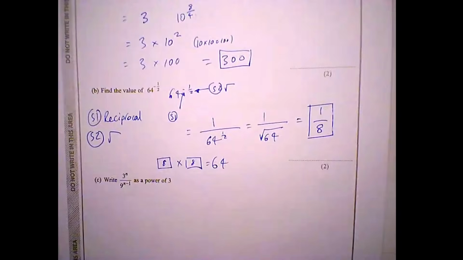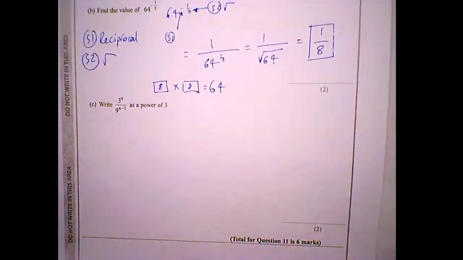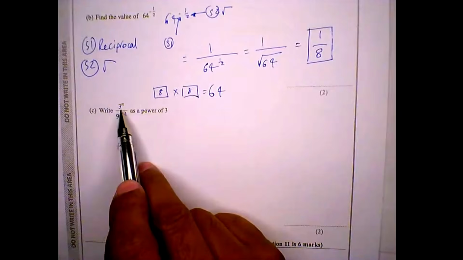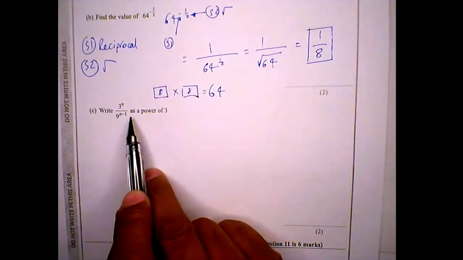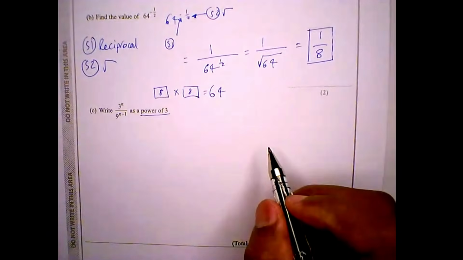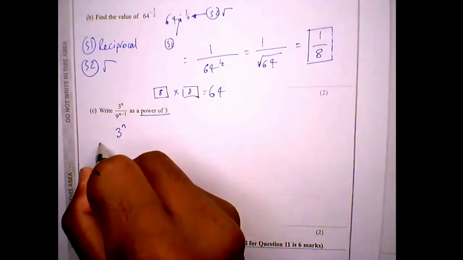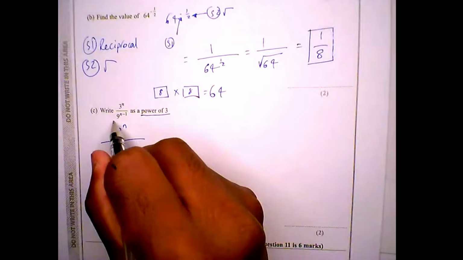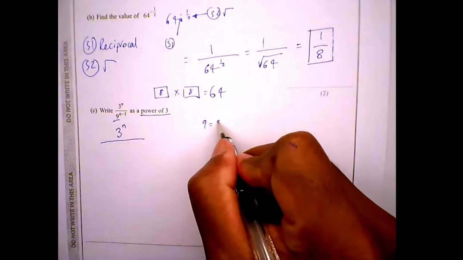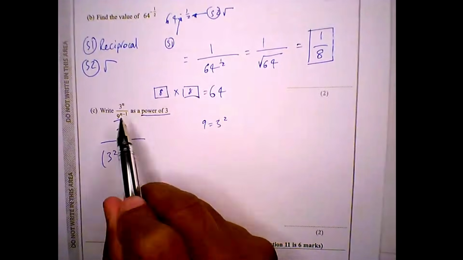Okay, so now the next part is a tricky part, similar to what we did in the last question at the end. Write 3 to the power n over 9 to the power n minus 1 as a power of 3. So the key here is power of 3. So what I'm going to do, I'm going to write the numerator 3 to the power n over, and I'm going to change the 9 in terms of a power of 3. So 9 is 3 squared. So I'm going to put 3 squared here in brackets, and it's raised to the power n minus 1.